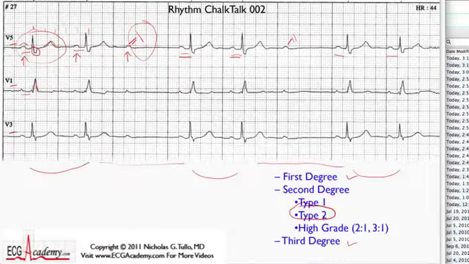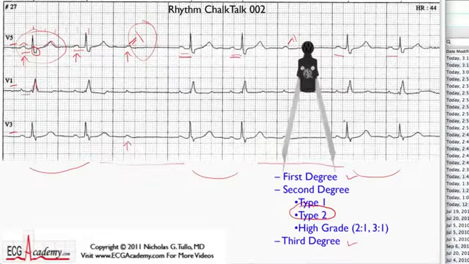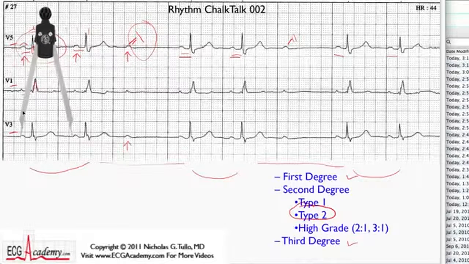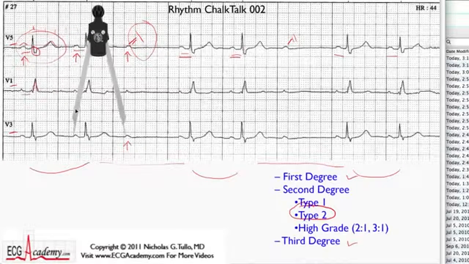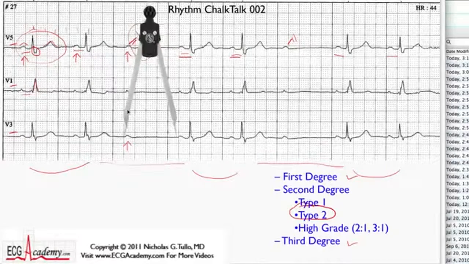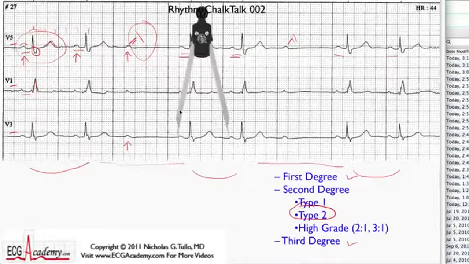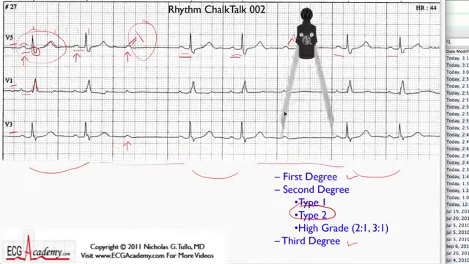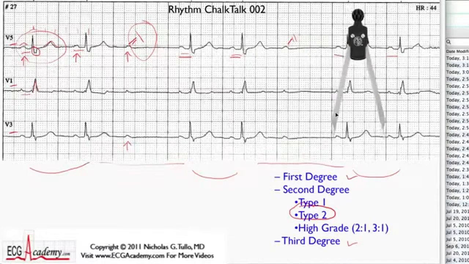Well, there are a couple of things you have to make sure. First of all, you have to make sure that this P wave is in fact on time and is not simply a non-conducted or blocked APC. So if you grab your calipers and move it on over to the P waves, you look at the P to P interval, and sure enough, this P does occur on time. In fact, all the P waves appear to be regular, and that is one of the requirements to say that second degree AV block is present, and that is the P to P interval should be regular.